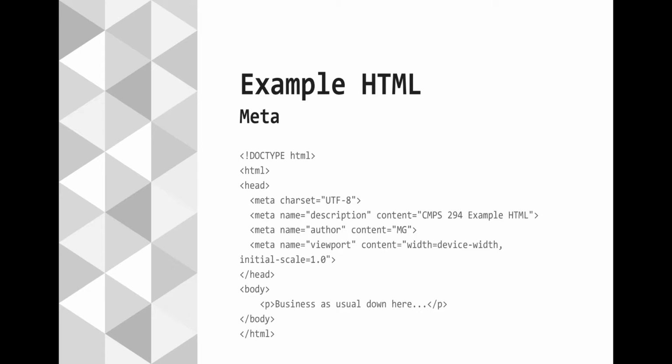We got character set UTF-8. We've got basic description, CMPS 294 example HTML. We have author, me, and then we have our viewport. And then just a p tag and body to say business as usual down here.